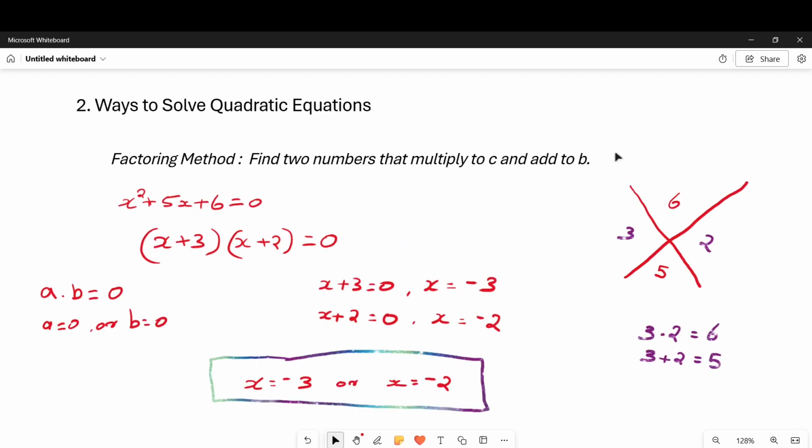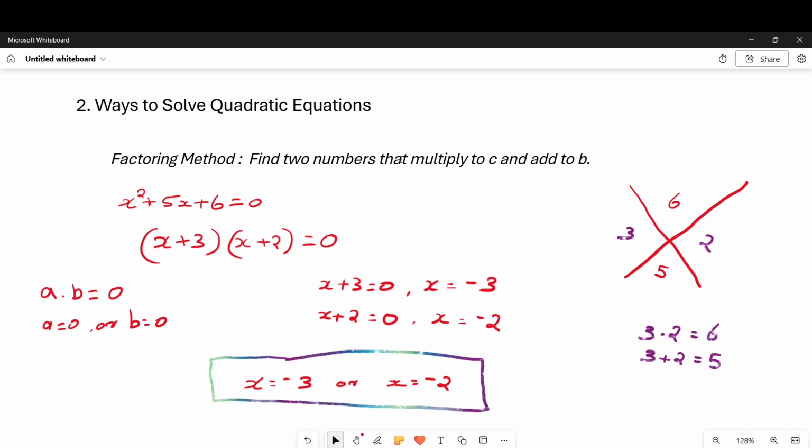Okay, so we are moving to how to solve a quadratic equation. Let's go for the first method. First and foremost, I just want to explain the factoring method. We already discussed factoring in the previous video, how to factor an equation. So let's see what the factoring method is. Find two numbers that multiply to give c and add to give b.